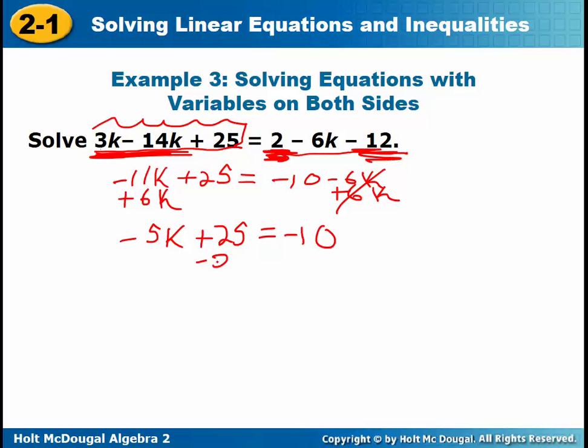All right, I need to get rid of the plus 25. It's a two-step equation now. It's getting simpler and simpler as we go. Just keep using your properties to isolate the variable and find your answer.